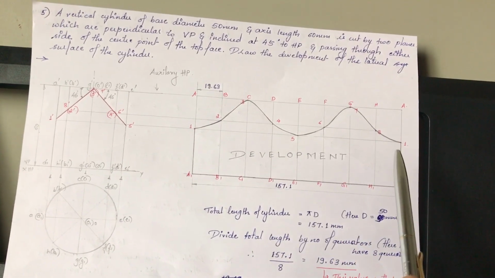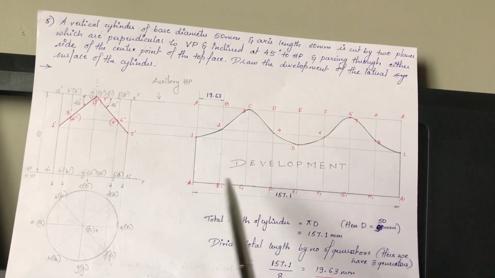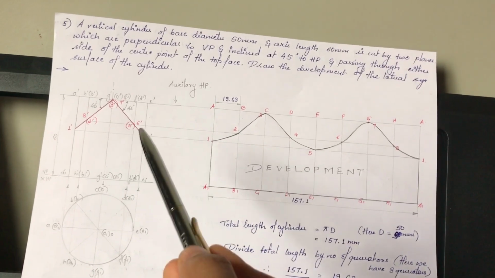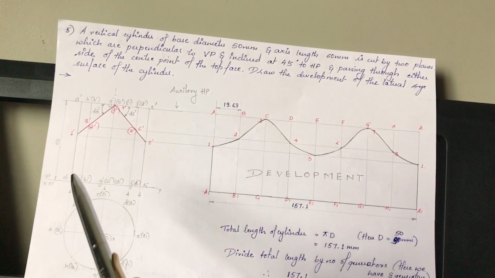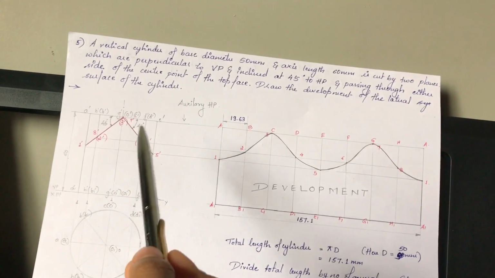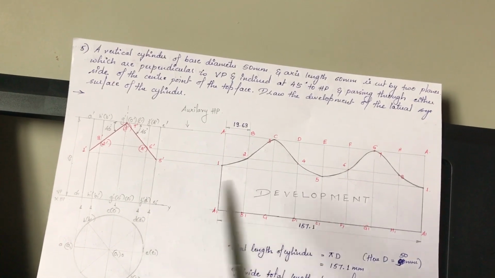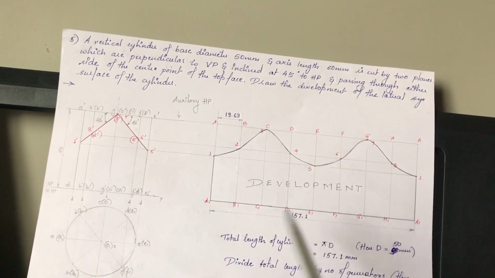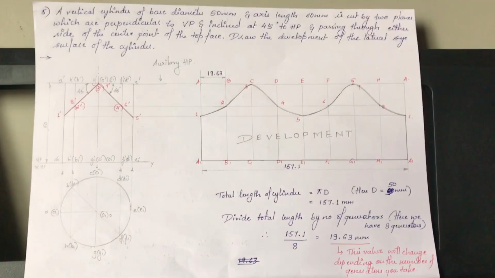Once you complete this, then the lower section of it also should be darkened, and this is the development that you see. That means when this cylinder which you see is cut off, the top portion is cut off, when you open the cylinder, this is how the cylinder will look. So this is the solution.